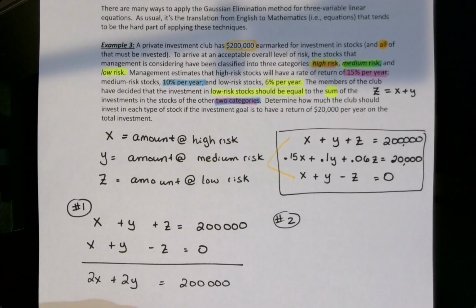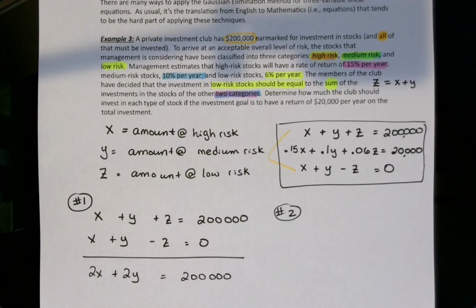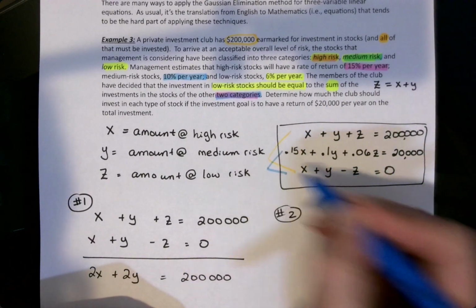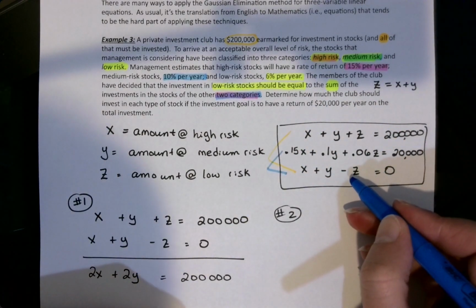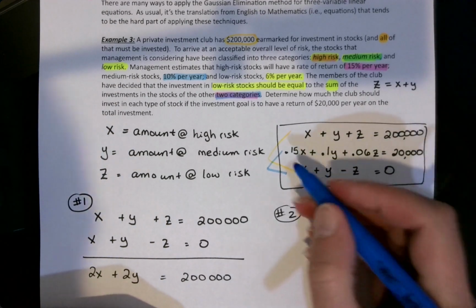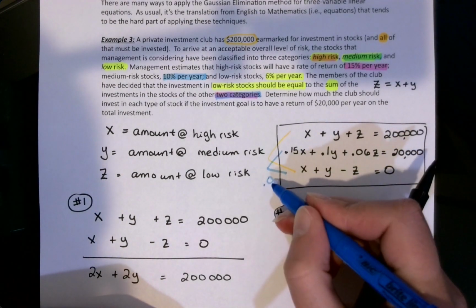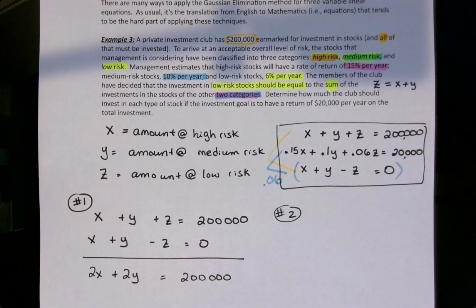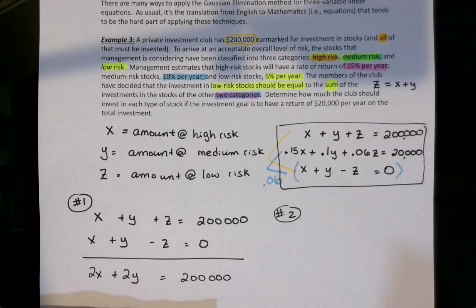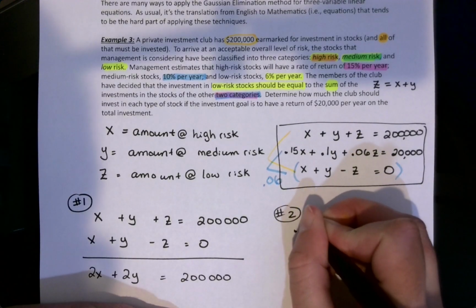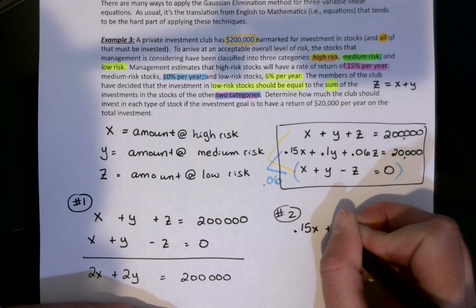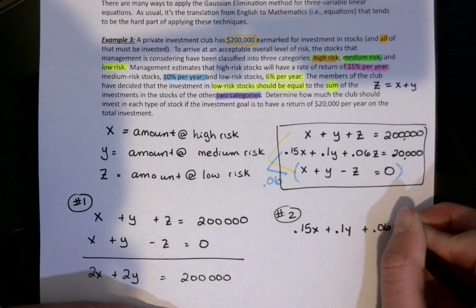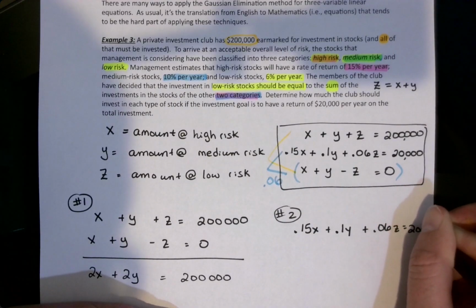In step 2, we need to get rid of the Z variable again. I'm going to go with the middle and bottom equation this time because, again, I have a negative already here. But I need the 0.06. So I'm going to multiply by 0.06 on the bottom equation so that I can add those up and the z's will eliminate. Middle won't change. It's going to stay 0.15x plus 0.1y plus 0.06z equals 20,000.